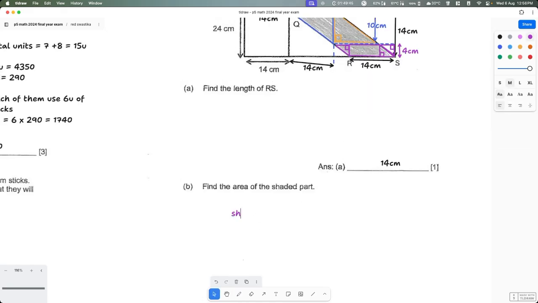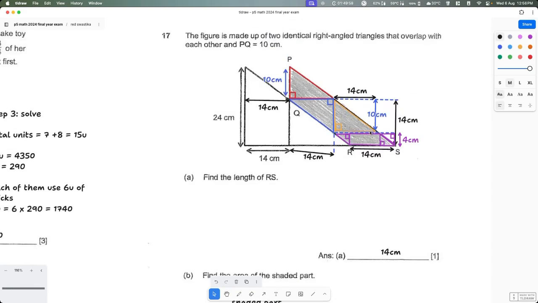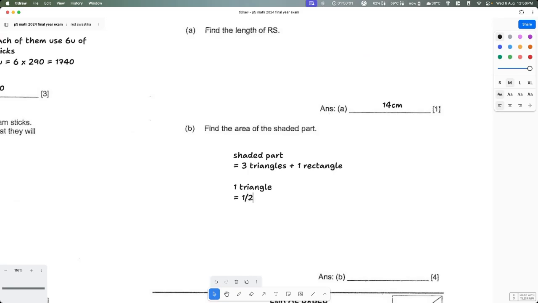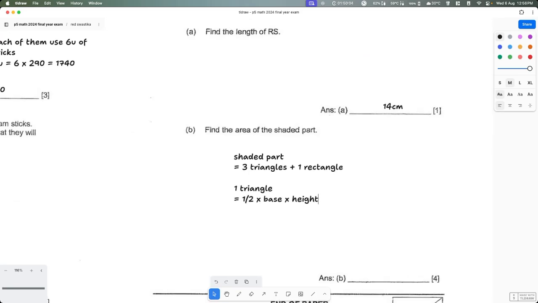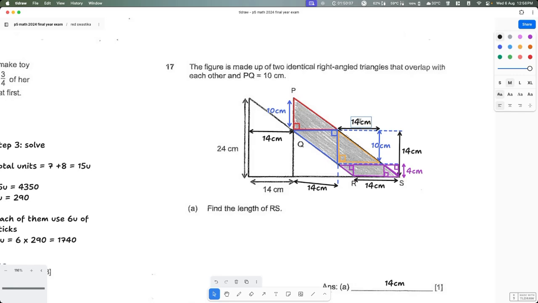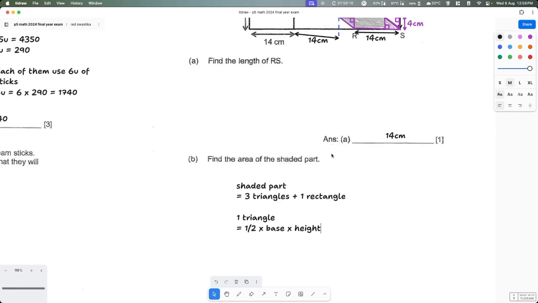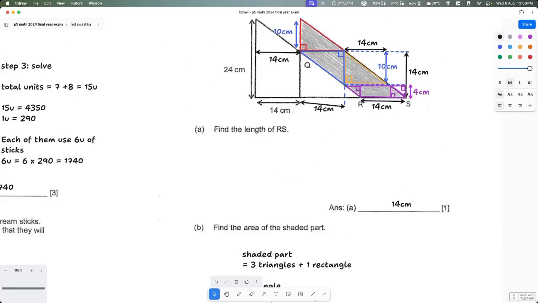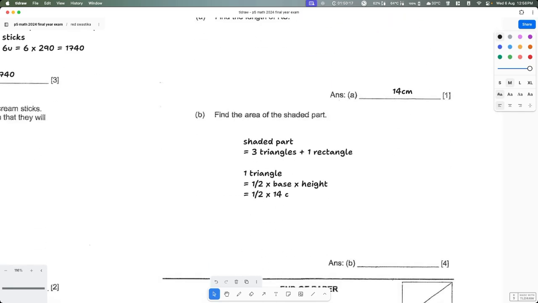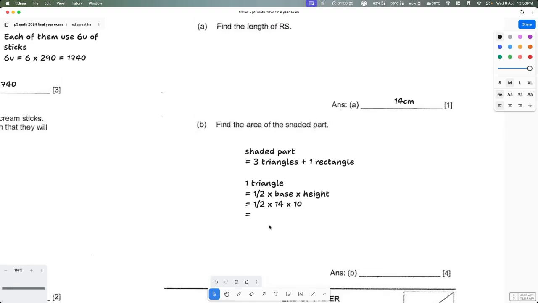Okay, so the shaded part is equal to 3 triangles plus 1 rectangle. Okay, so 1 triangle, in this case 1, 2, 3, is equal to half times base times height. In this case, the base is 14 and the height is 10. So for all of these it is the same. That means half times base, which is 14 centimeters, and then times height, 14 times 10, so this will be equal to 70. So 14 divided by 2 is 7 times 10 is 70.